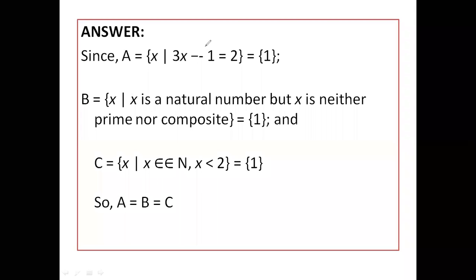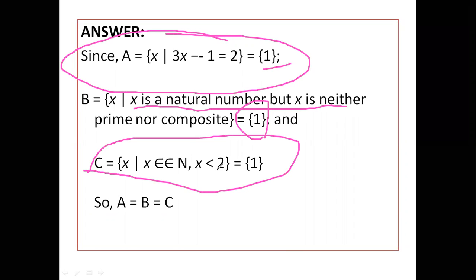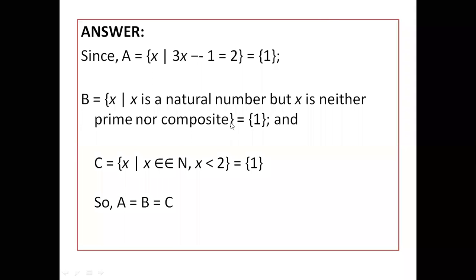Since x is this one, so say 7x minus 1, that is 2. Okay, that will be only 1. And x is a natural number, but x is neither prime nor composite. So क्या होगा? Of course, the prime भी नहीं है, composite भी नहीं है, that will be 1. And this one, x is a natural number, but x is less than 2. So this means what? C also contains 1. So this means what? A, B, C, all are containing what? Only 1 element. So A, B, C are equal. Clear? Very easy था. So next देखते हैं.